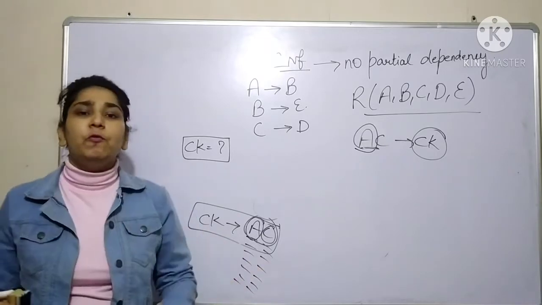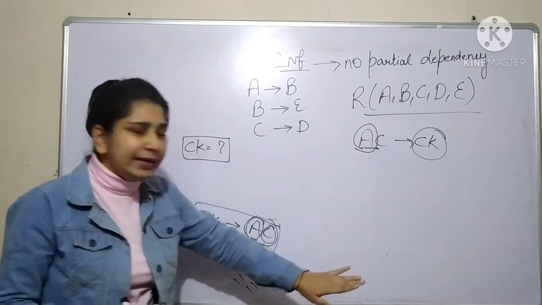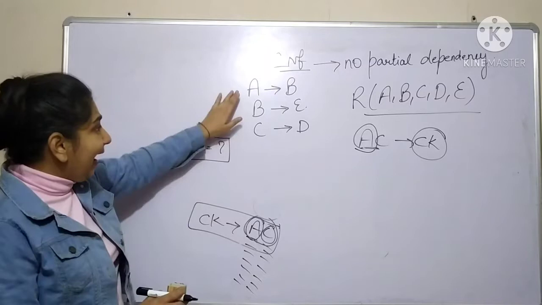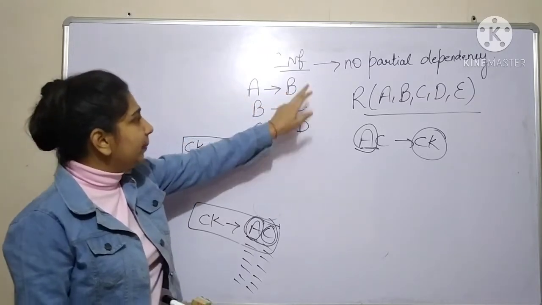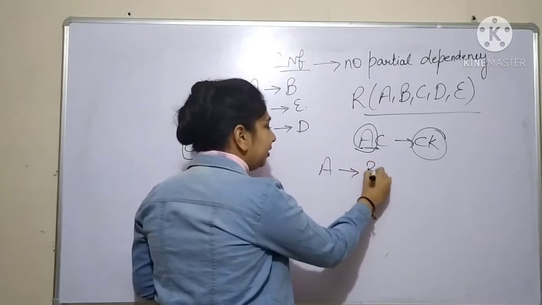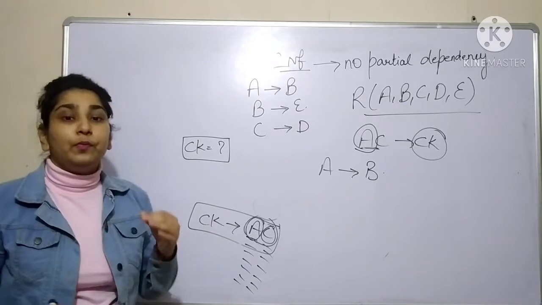We have to remove the redundancy. Okay, so there are a lot of duplicated values present in the A attribute, and it is determining B attribute. A is determining B attribute. We have a lot of duplicated values.